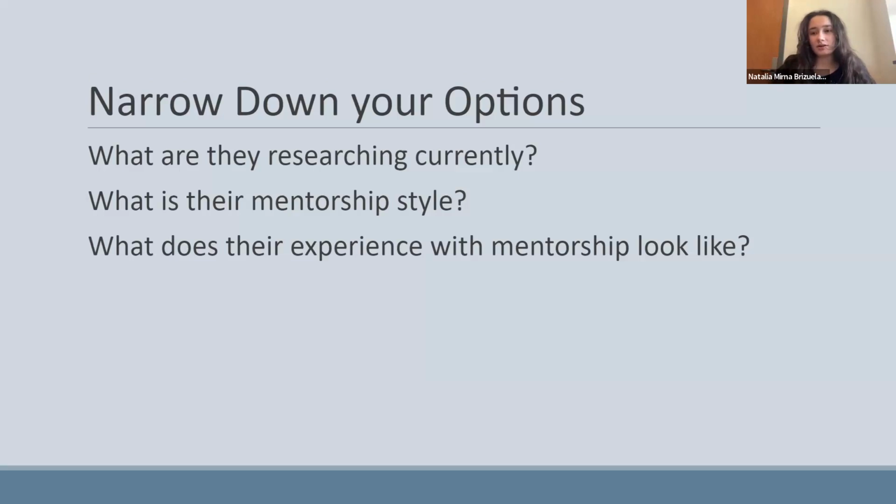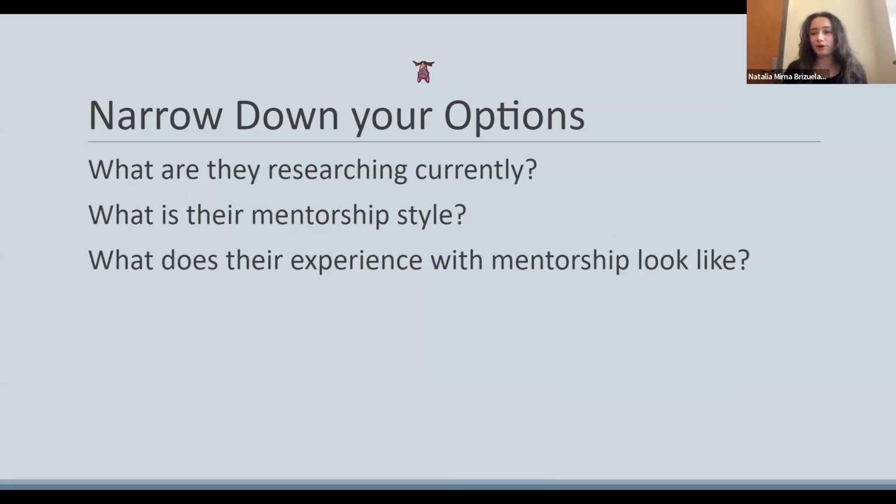Another thing: what does their experience with mentorship look like? Have they mentored other people before you, or is this something they would just be jumping into? Usually, most of the professors you're going to encounter have mentored people before. Some, if they are newer, maybe have not had the experience, and that's up to your personal preference. Are you comfortable working with someone for whom this may also be their first time mentoring? Or would you want someone a little more experienced so that you don't have to be doing as much of the work? So next, we can move on.